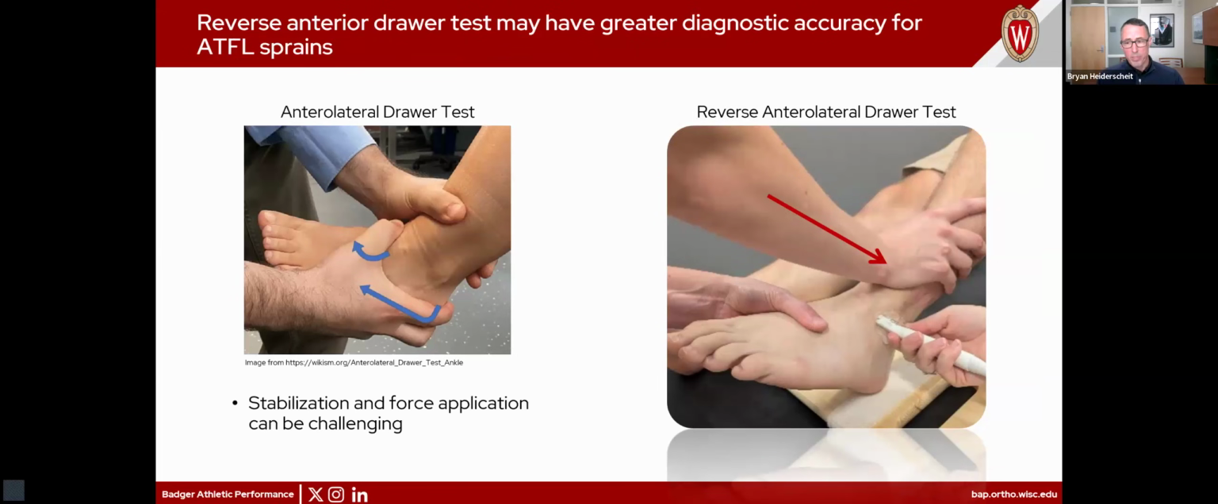And so again, the physical exam, as I mentioned, is something that's oftentimes done, even if we delay it 4 to 5 days. We'll be able to identify what we appreciate as a side-to-side difference in the amount of laxity or instability at the ankle, whether we do an anterior lateral drawer or what's become more common as of late, using a reverse anterior lateral drawer, mainly because of the ability to stabilize and apply force in a more directed way in the reverse setup. It tends to be helpful.